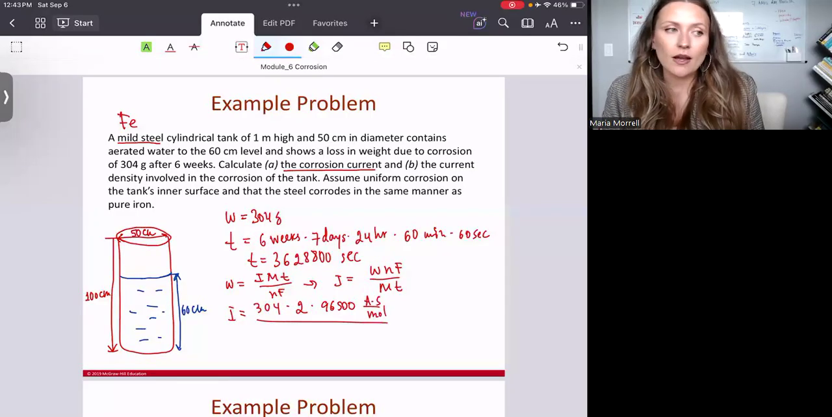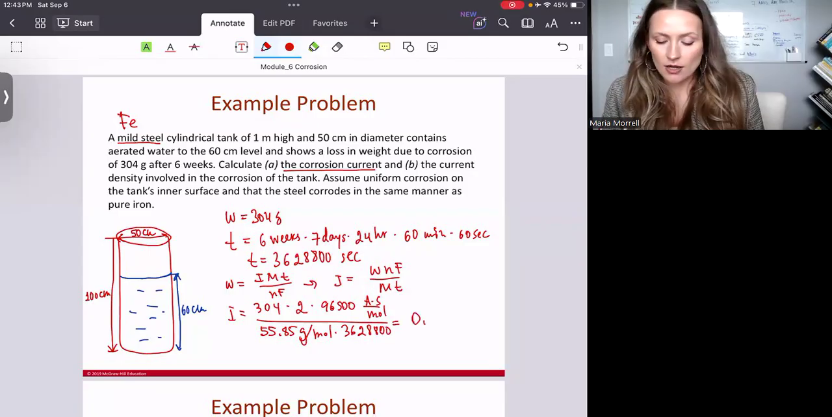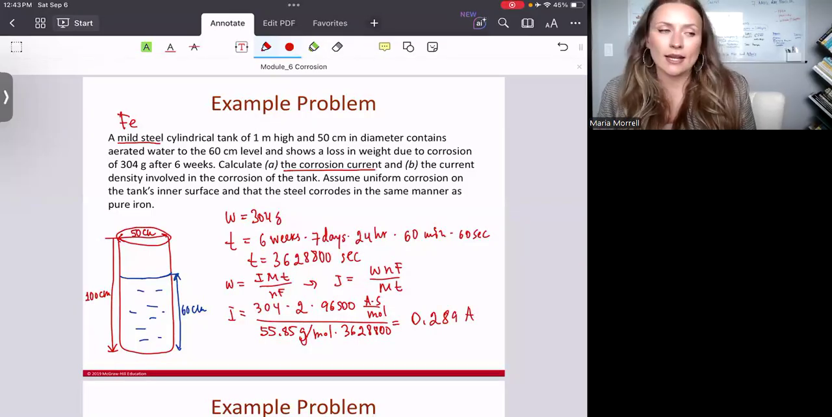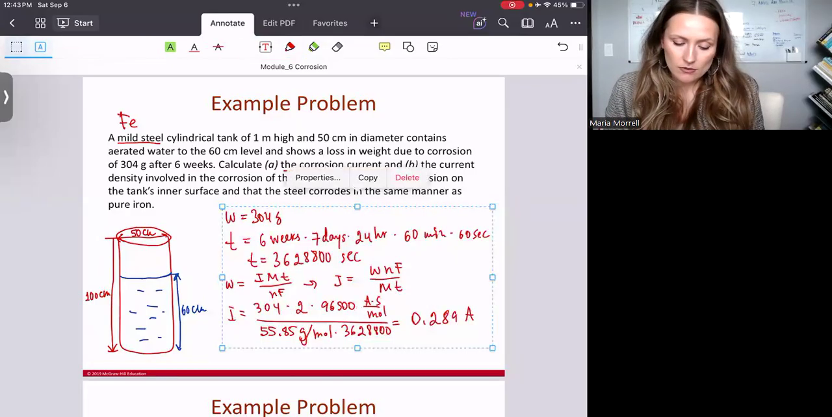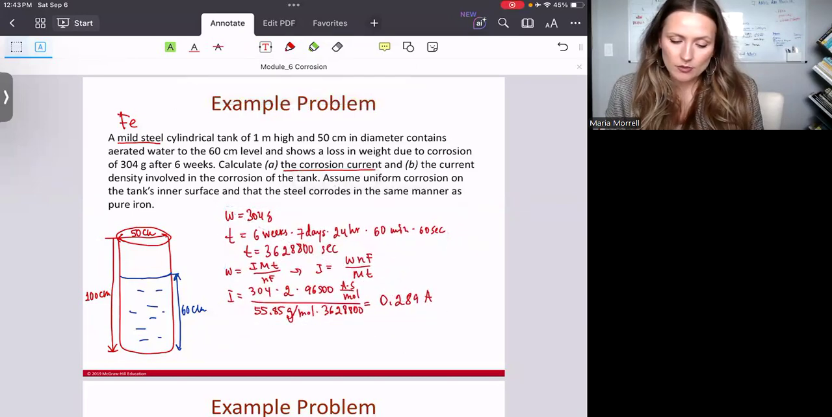I'm dividing it by the molar mass, since I'm assuming that this is pure iron. Looking at the periodic table, the molar mass is 55.85 grams per mole, times time, which I already estimated earlier. If I am doing this math correctly, I got 0.289 amp, or 289 milliamp. I'm running out of space, so I'm just going to make it slightly smaller, but still visible.